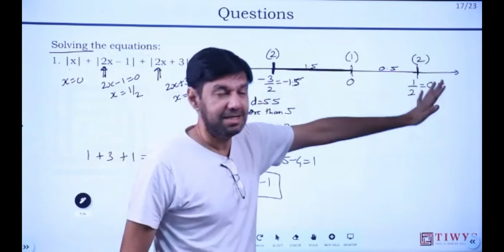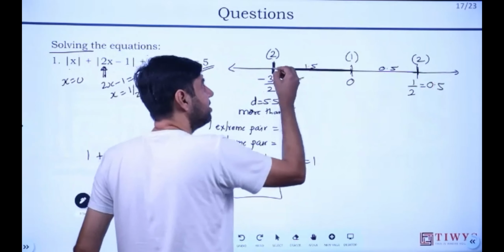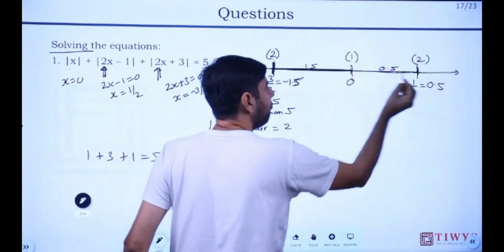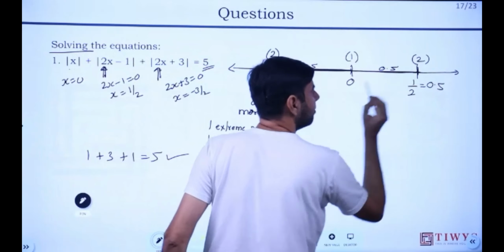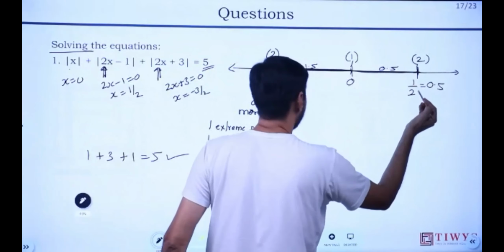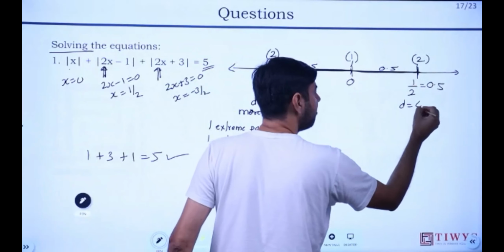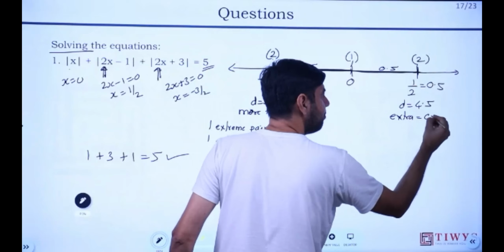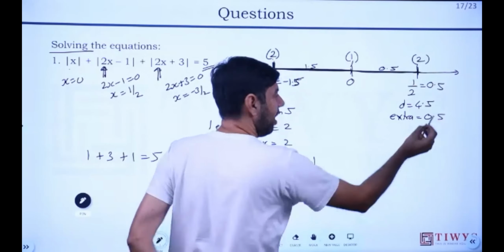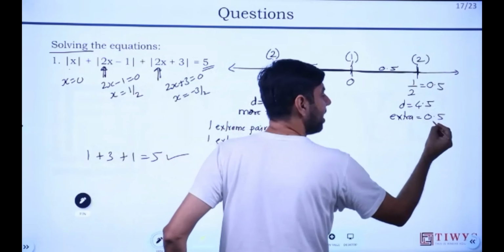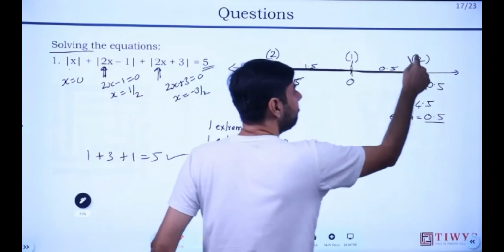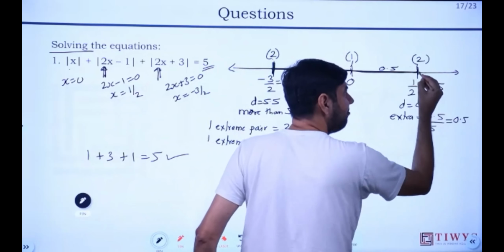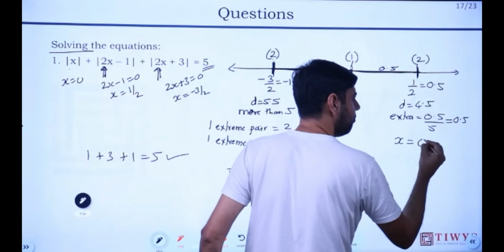Let's take them to the other side. These guys go all the way there. 2 people, 4 and 0.5. This one guy goes 4.5. The distance is only 4.5. So I still have an extra. How much extra? 0.5 I have extra to go. And how many people are there? There are a total of 2, 3, 4, 5. So this, everyone will have to go 0.1 extra after this point. So x is equal to 0.6.